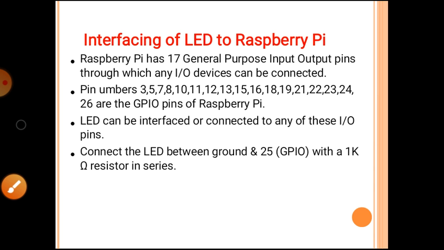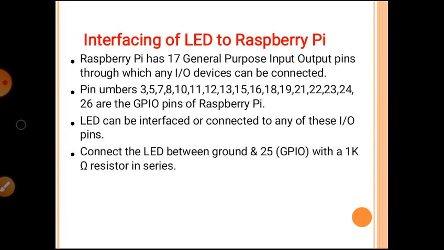Next, here we discuss the interfacing of LED to the Raspberry Pi board. Raspberry Pi has 17 general purpose input output pins. We already discussed the pin description diagram of Raspberry Pi. In that pin description we discussed there are 17 general purpose input output pins. Here we can connect our input as well as get our output, through which any input output devices can be connected.